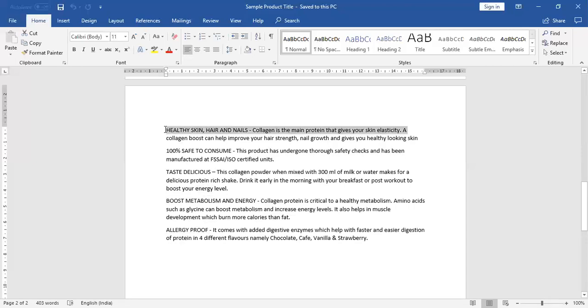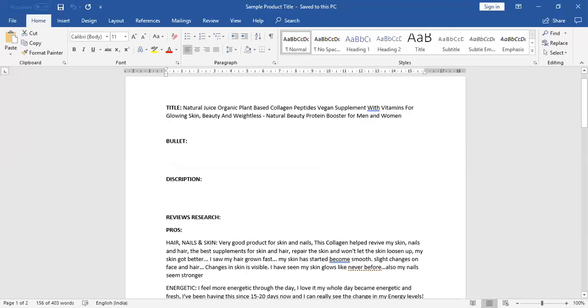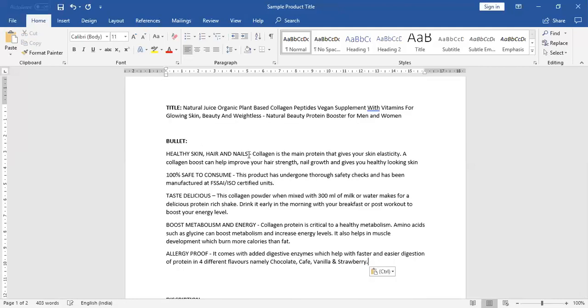So we are trying to cover all the pros and cons in the 5 bullet points, and you have to make sure all these are under 500 characters. You should not use hyphens. You should use semicolons wherever possible, or you can simply make it a space and leave it. You don't need to use any separator.